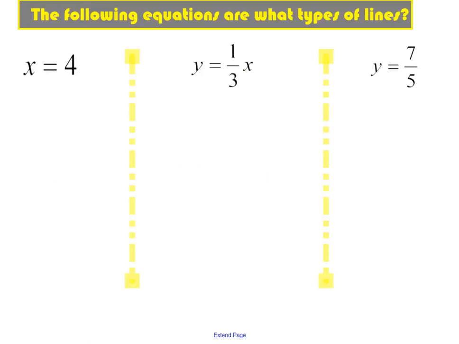Next up, it says the following equations are what type of line. So if I have x equals some number, I know that that's going to be a straight up and down line, which is also called a vertical line.